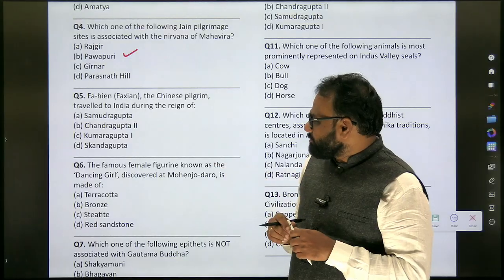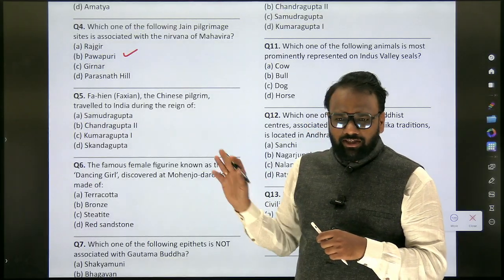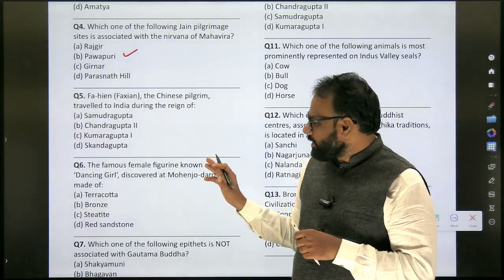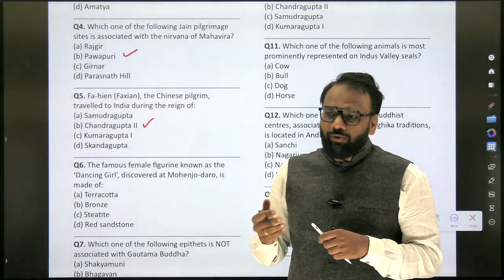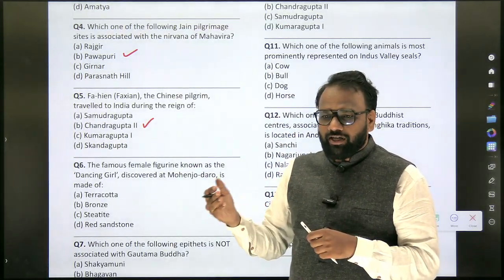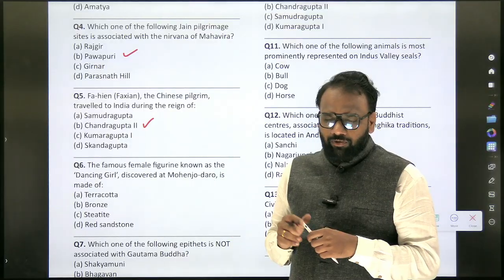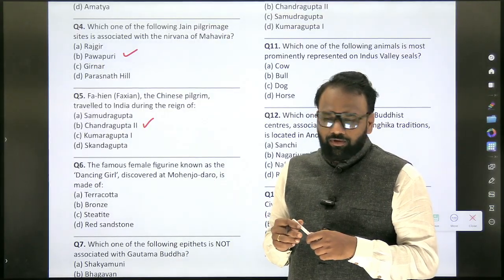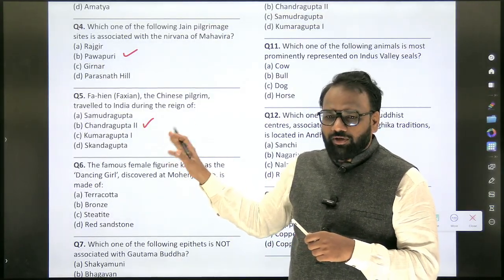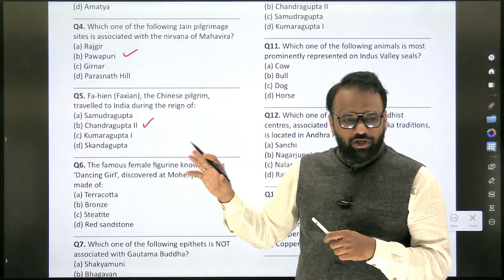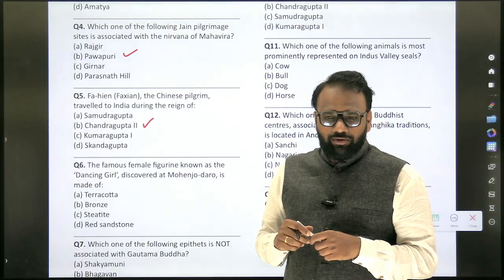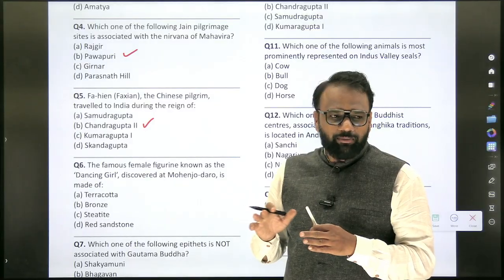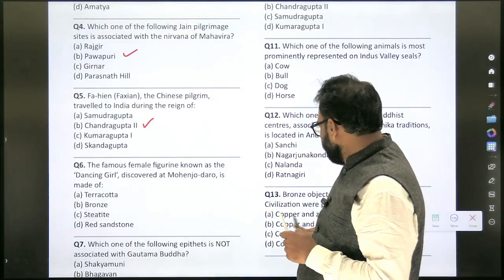Fa-Hien, the Chinese pilgrim, traveled to India during the reign of whom? Already, I think this has appeared in the previous year. Who is the ruler? Chandragupta 2. Similarly, can you recall a few other foreigners who visited important kings, 1 or 2? During Harshavardhana, who came? Yuan Chwang. Next, Itsing. Nalanda University came, probably associated with the contemporary of Harshavardhana itself. Okay.